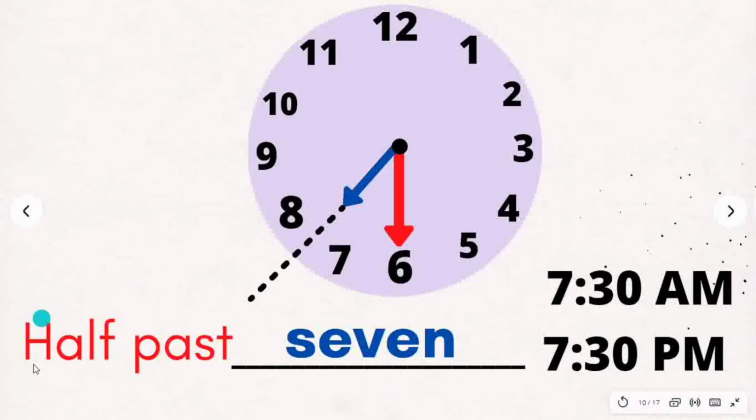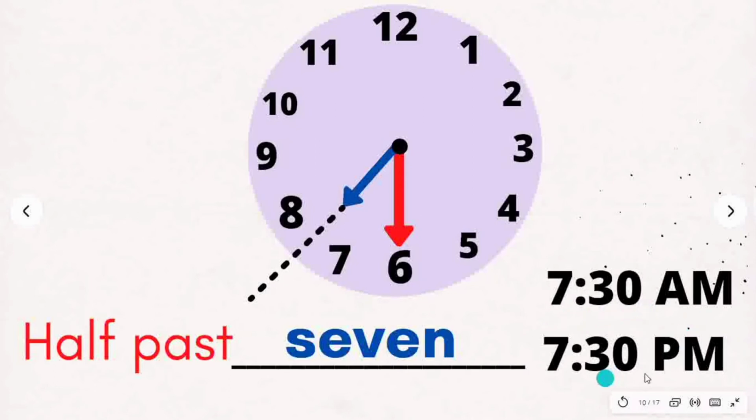Why do we use half past? Because the long hand is showing to number 6. Why 7? Because the number before the arrow is 7. Okay, very good. Good job. You also can write it like this: 7:30.